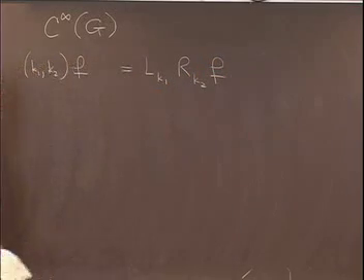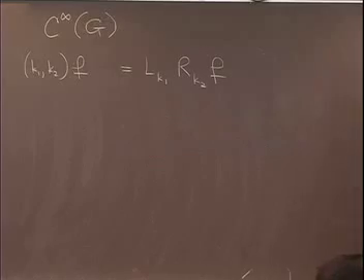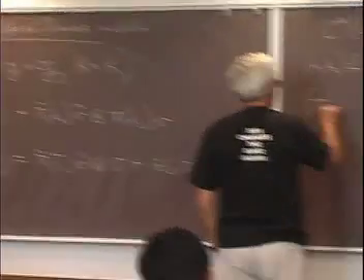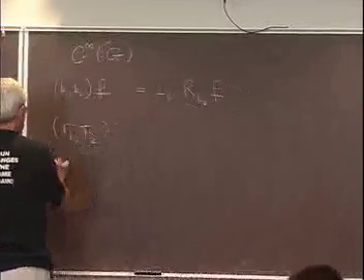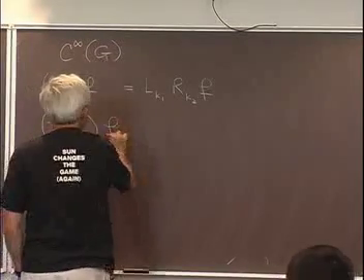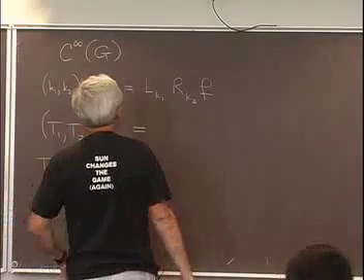Left and right actions commute, because in one case I'm moving the function by a translation on one side, in the other case on the other side. So the order here is completely irrelevant. And then I differentiate this corresponding formula, and I have t1 and t2, two elements of the Lie algebra of G, acting on a smooth function f, and I have a similar formula.